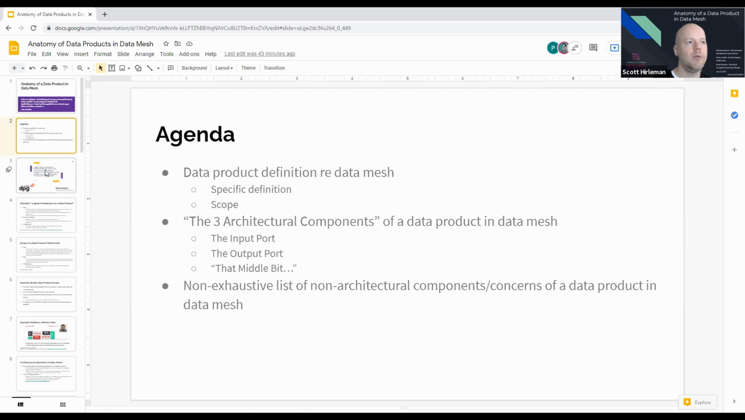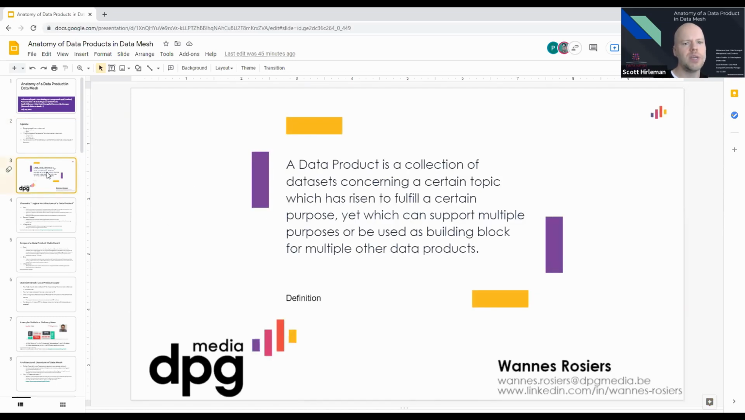So we'll start with a quick definition from Juanes in the community as well. He sent this over. A data product is a collection of data sets concerning a certain topic which has arisen to fulfill a certain purpose, yet which can support multiple purposes or be used as a building block for multiple other data products.